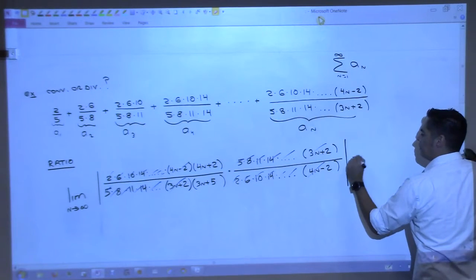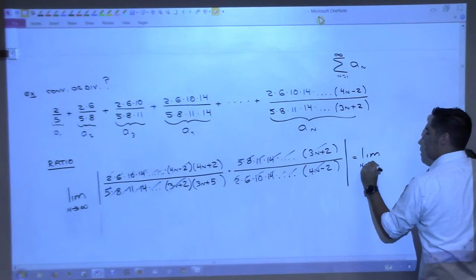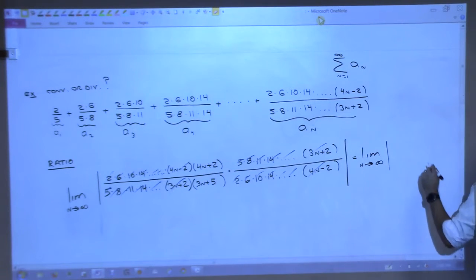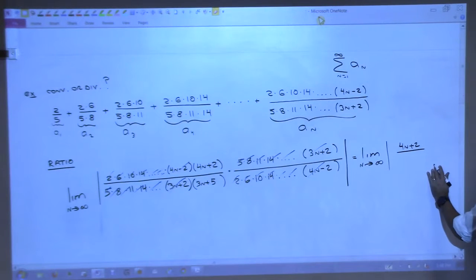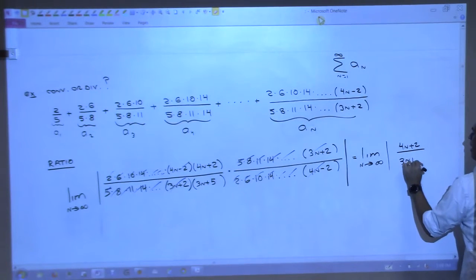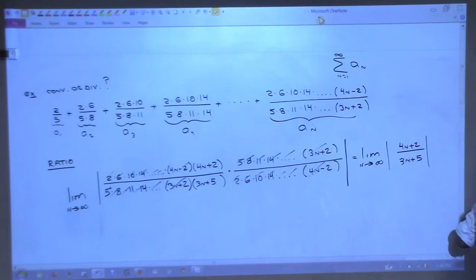So we get limit, n goes to infinity, absolute value, you said 4n plus 2, and on the bottom, 3n plus 5. And what does that converge to? Or what does that limit go to? 4/3. And 4/3 is bigger than 1, which means that this series diverges.